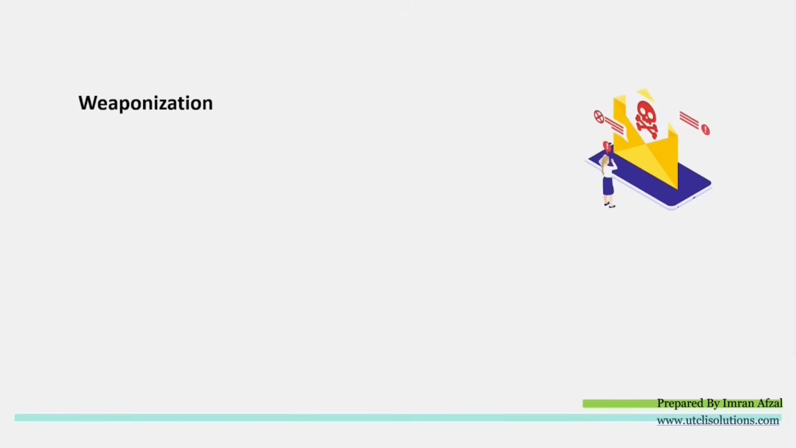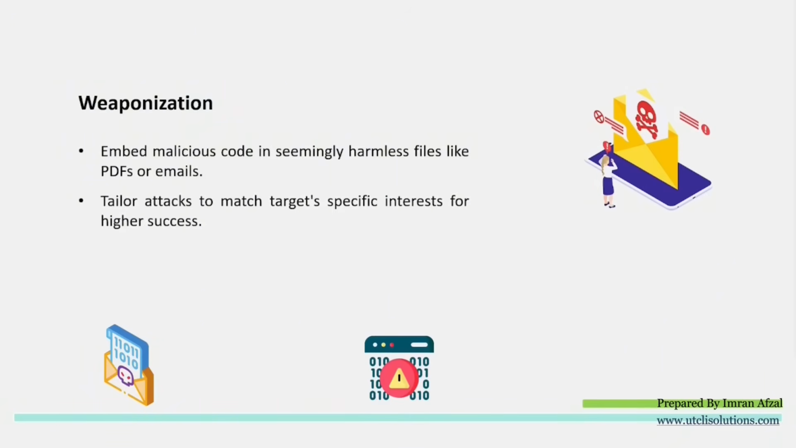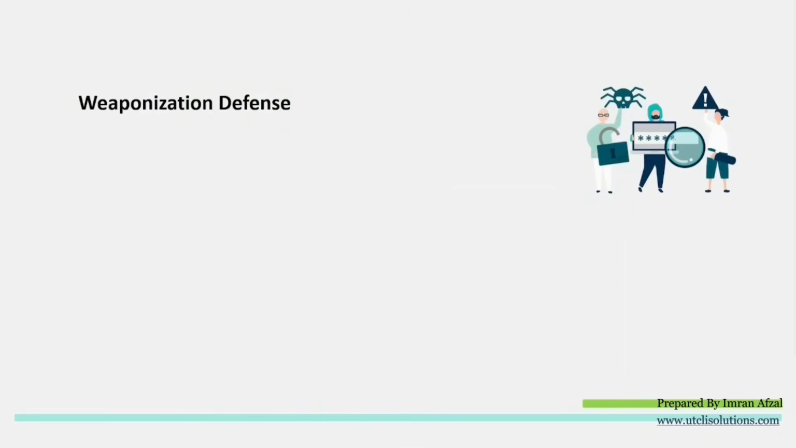Weaponization. So, once the attacker has figured out the best way to compromise the target, they might hide malicious code in files that look harmless, like a PDF or a Word document, or even in an email. For a more focused attack, they might tailor their method to fit the specific interest of someone in the target organization. For example, they might send a document about a topic that the person is very interested in, making it more likely that they will open it.